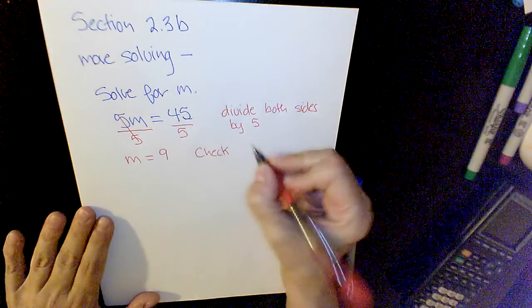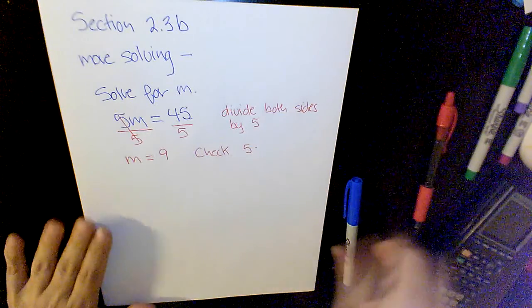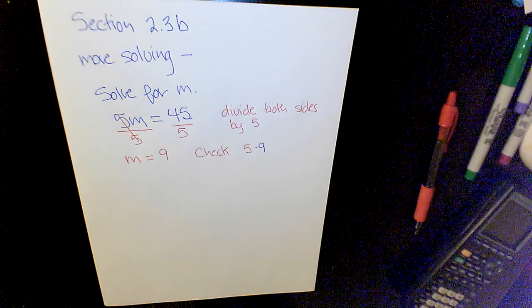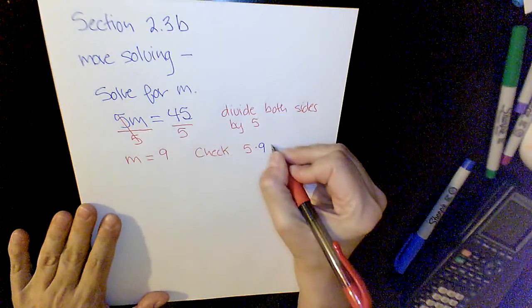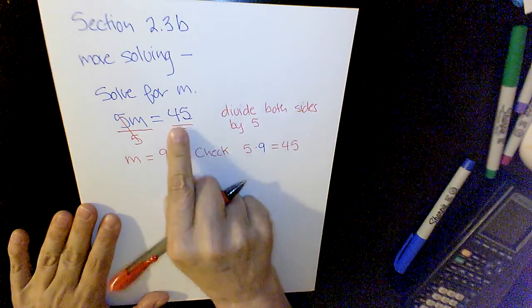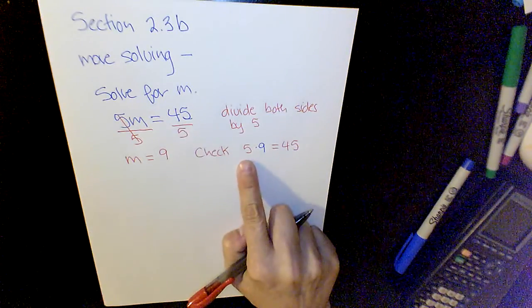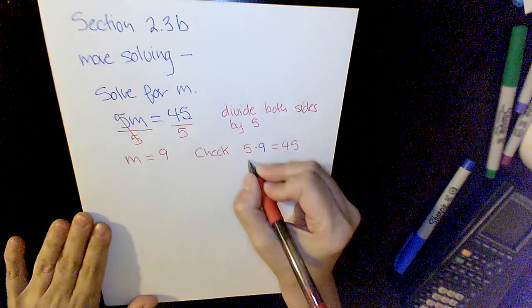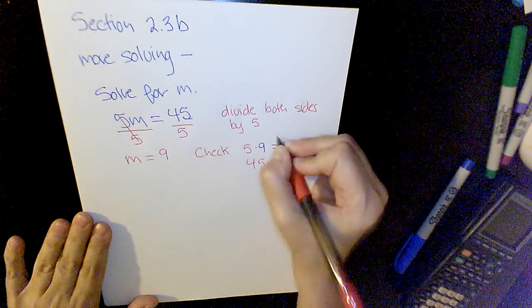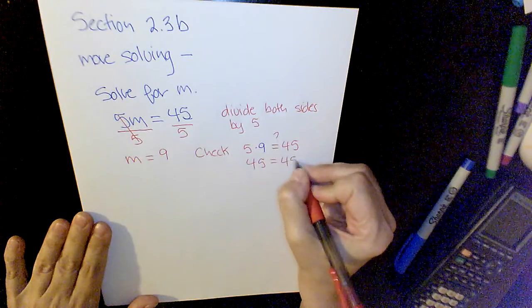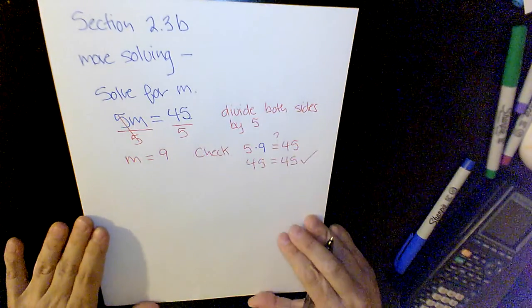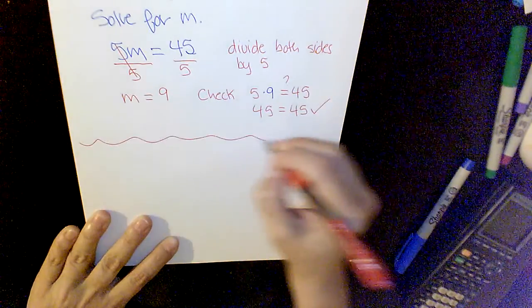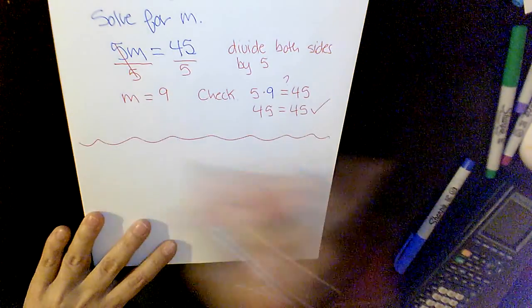Let's take 5 times 9, because 9 is m, and let's see if when we multiply it, that gets us back to 45. So here's my m. M is 9. 9 is my solution. So 5 times 9 is 45. 45 does equal 45. So it does check. So 9 is a true solution. Let's do another one.